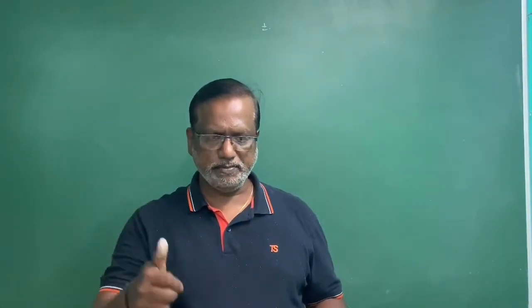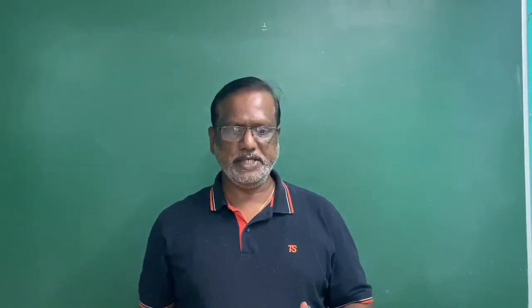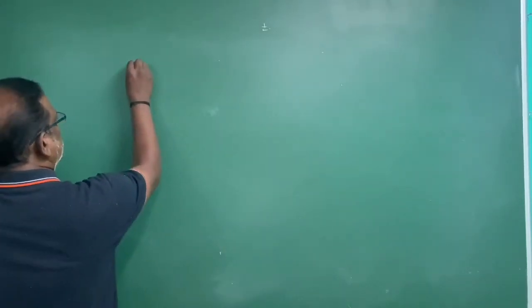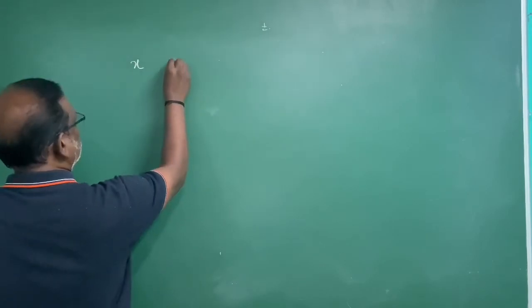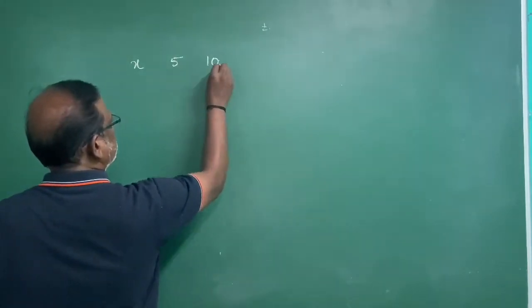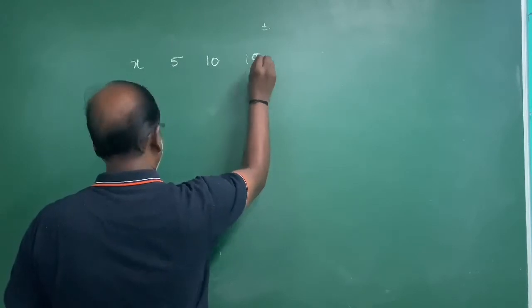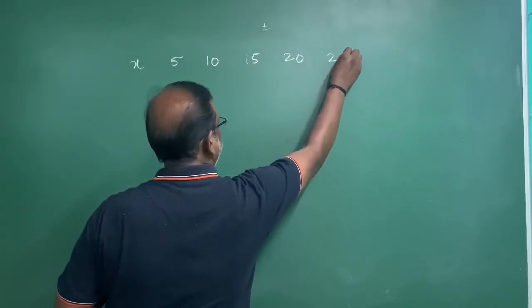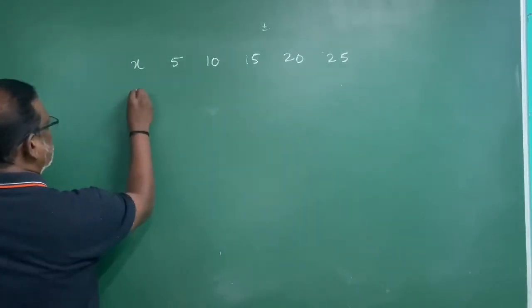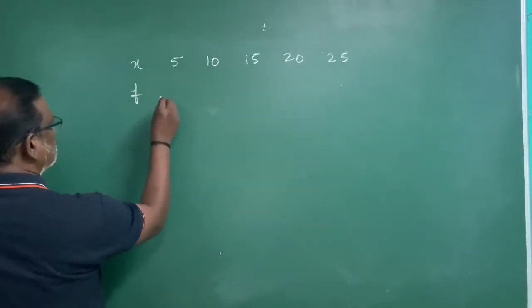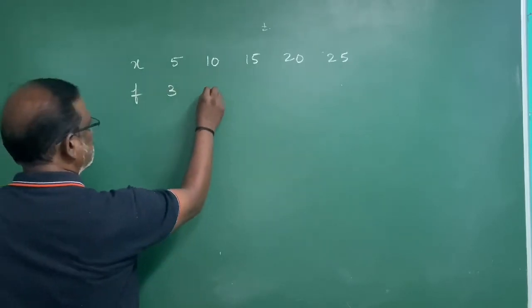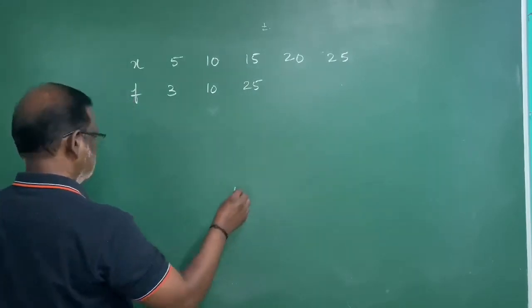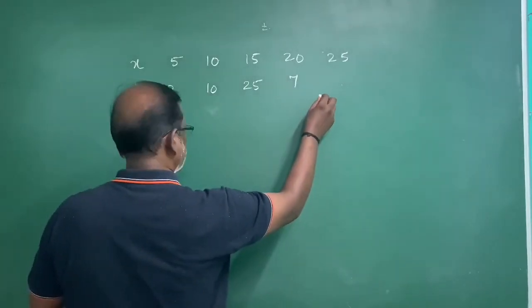Now let us see an example. Find the mean of the following data. X: 5, 10, 15, 20, 25. The corresponding frequencies are 3, 10, 25, 7 and 5.